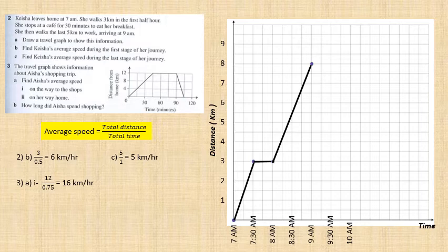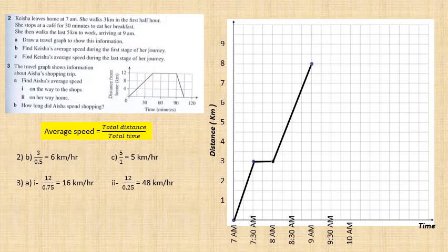And the second question here is on her way home. On the way back home, she made it in 15 minutes, from 90 to 105. So she traveled 12 kilometers in 15 minutes. So I will divide 12 by a quarter, which is 0.25, because 15 minutes is a quarter of an hour. So 12 divided by 0.25 is 48 kilometers per hour.